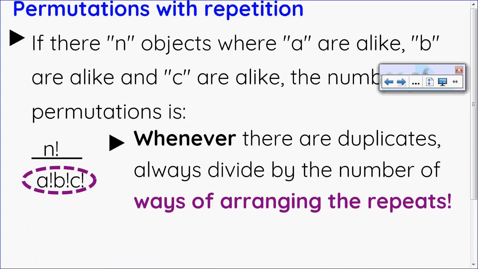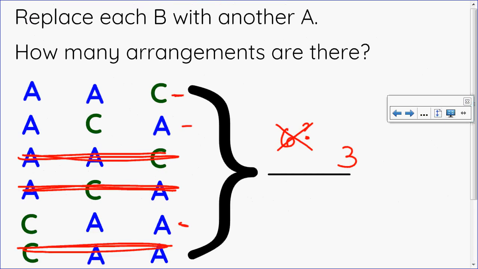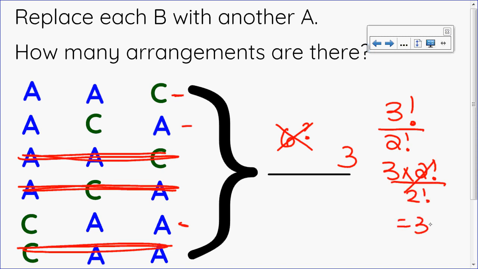Whenever you have permutations with arrangements, if there are n objects where A are the same, B are the same, C are the same, etc., you have to divide by the ways of arranging those identical objects. So when there's duplicates, always divide by the ways of arranging the repeats. So let's go back over here and see if that works. I have 3 objects to arrange, which is 3 factorial, divided by the 2 factorial ways of arranging the identical A's. Let's see if that works. So 3 times 1 less, I'm going to stop because I have a match, and I get 3. So yes, that formula works.